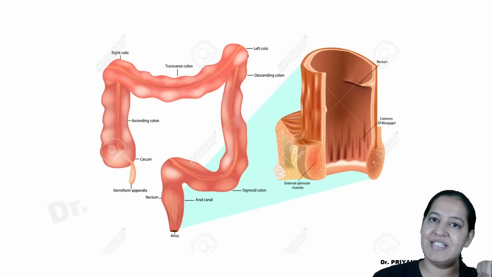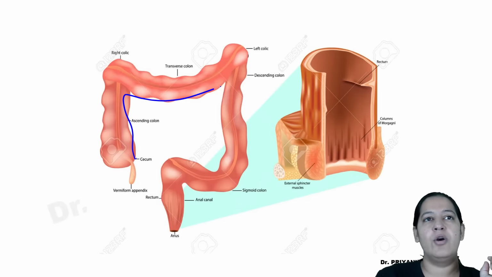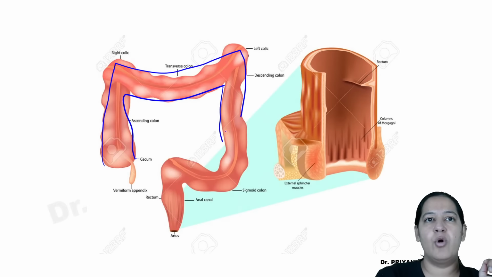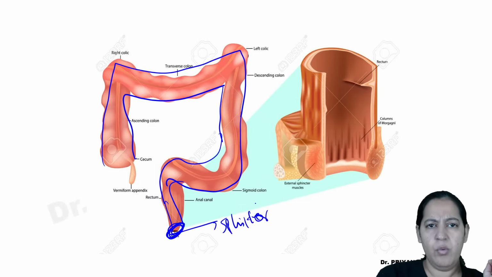Can you see this is GIT? Yes, you all can see. This is the colon. This is ascending colon. This is transverse colon, and this is descending colon, sigmoid, rectum, and this is the anal canal, and this is the sphincter present here. So what do these drugs do?